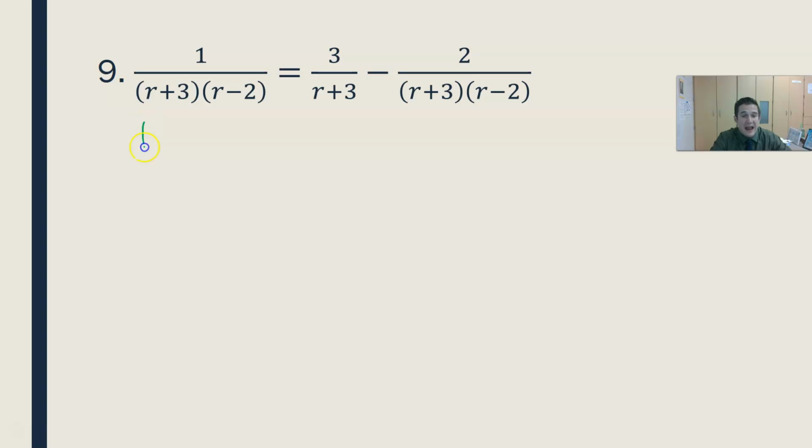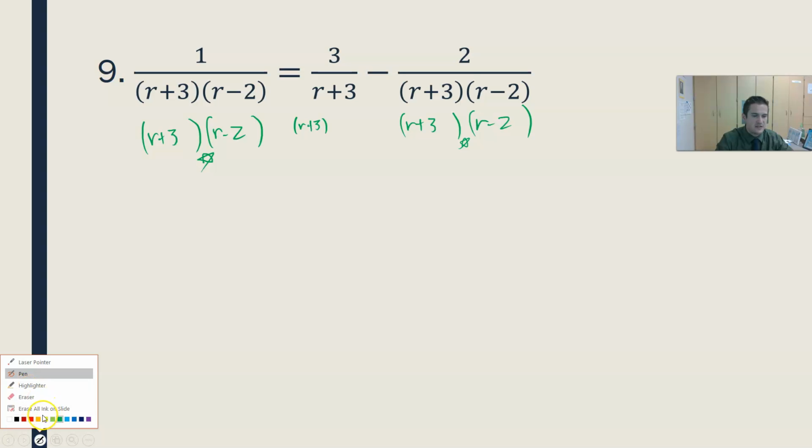Before I do anything with any of the solving in this expression, I need to make sure that I have a common denominator. Here I have r plus 3 times r minus 2. Those are my factors. Here I just have r plus 3. Here I have r plus 3 times r minus 2. So these two are the same, but notice that this middle fraction is missing an r minus 2. So I need to multiply by r minus 2 in the bottom of this fraction here.